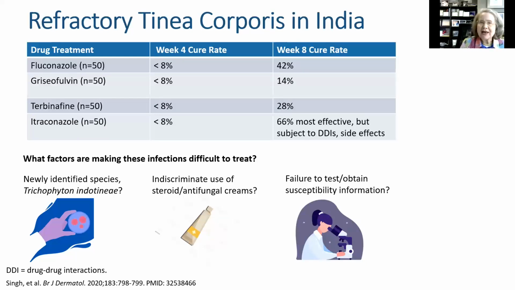So again, refractory tinea corporis started in India. It's spread to Europe. It's in North America, Asia. We have a newly identified species, Trichophyton indotineae. This may have been started because of failure to test, failure to obtain correct diagnostic information, and indiscriminate use of over-the-counter topical steroids and antifungals. Next.